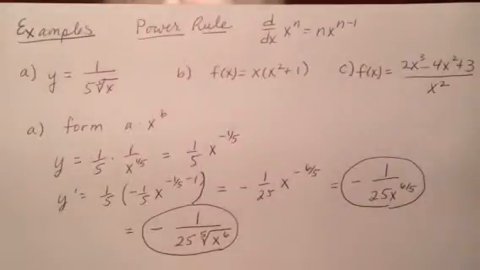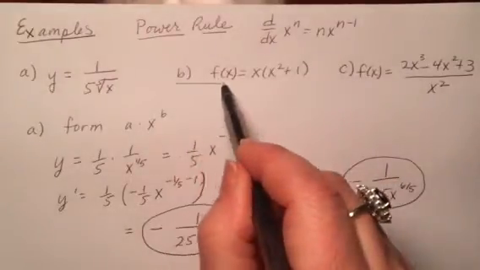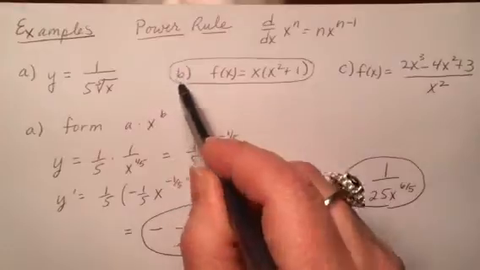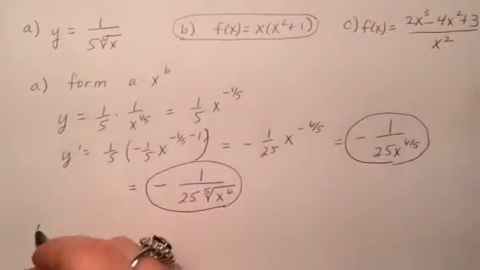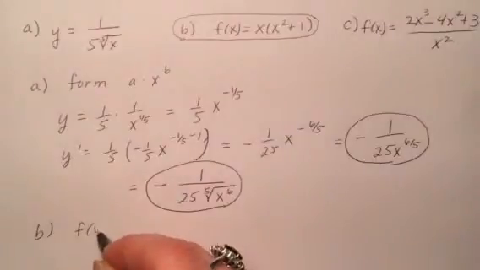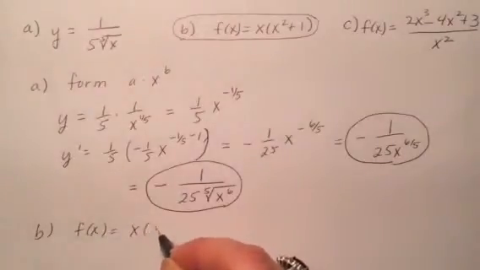All right, now we're going to move on to the second example, letter B. I'm going to slide this up a little bit. We can come back down if we need to. I will recopy it. f of x equals x times x squared plus 1.